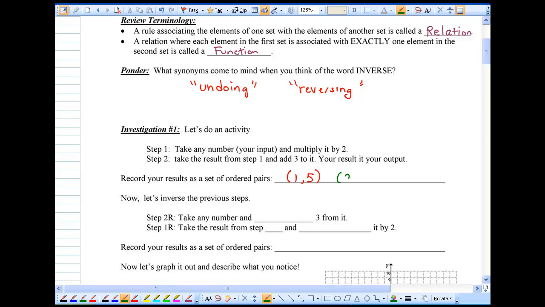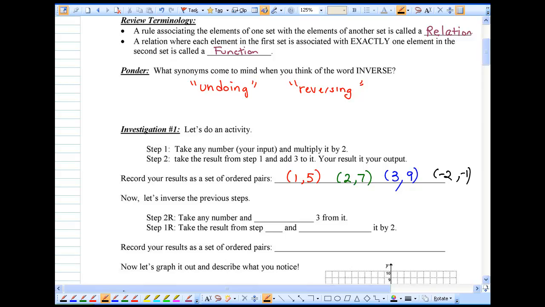Let's try another one. Let's say I took the number 2. Multiply it by 2, 2 times 2 is 4. Take that result from step 1, add 3. 4 plus 3 is 7. Nice. Let's do one more just for fun. How about 3? 3 times 2 is 6, plus 3 is 9. And by the way, negatives work too. Negative 2 times 2 is negative 4, plus 3, negative 1.